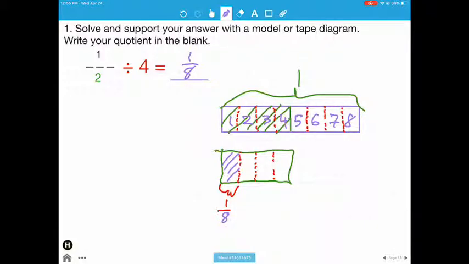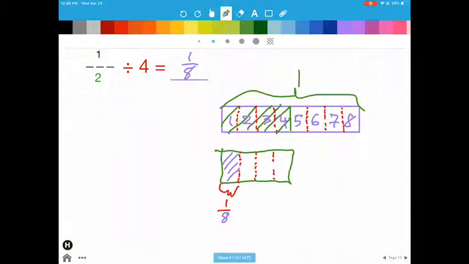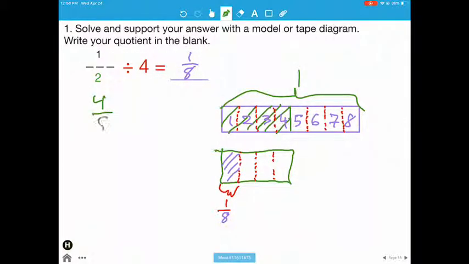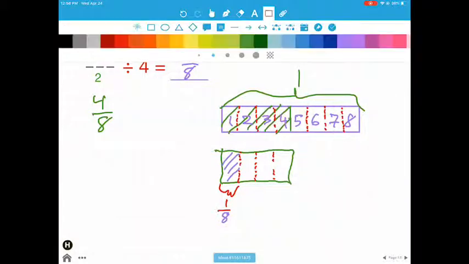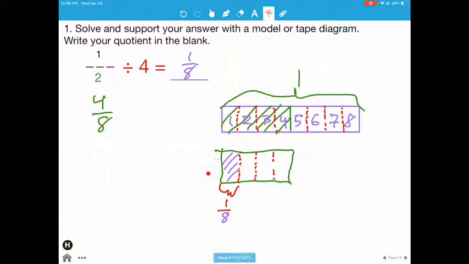Now another way to show it is that we have 4/8 divided by, okay, let me do that again. We have 4/8 because that's the whole thing. This whole thing is 4. We're going to divide that by 4 and we get 1/8.